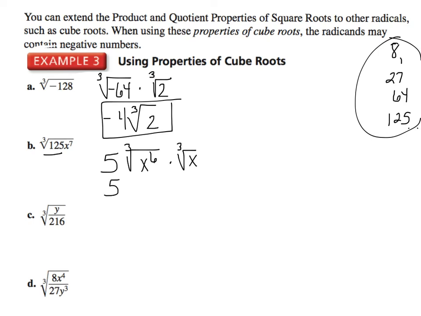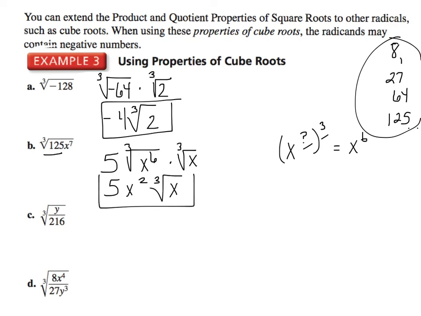What times itself 3 times gives you x to the 6th? And if you don't know, it's this. What to the 3rd power gives you x to the 6th? Easy. It's what you're multiplying by, so it's going to become x squared. And then the cube root of x is left alone.